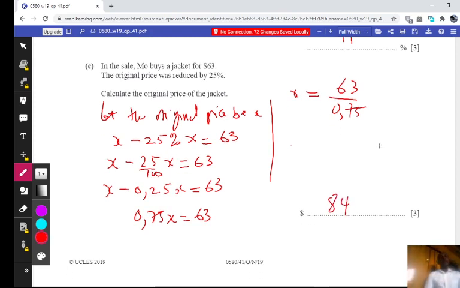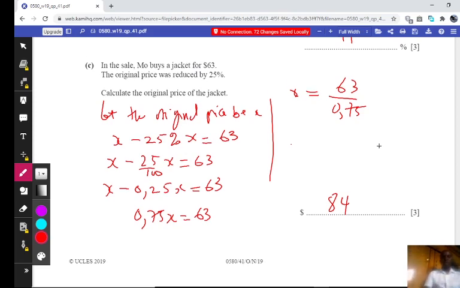Please take note, on all price increase or price decrease, this is the formula that you can use. Original plus percentage of original is equal to new if it's an increase. If it's a decrease, like in this case, you say original minus percentage of original is equal to new price. That's what you do.